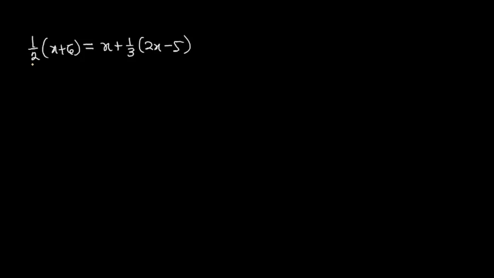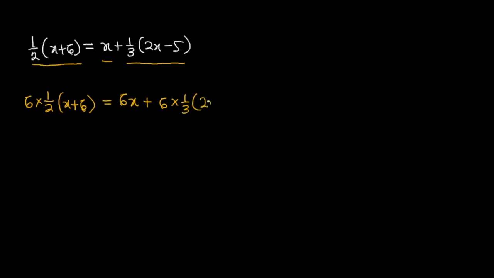We realize that we have, this is the first term, this is the second term, this is the third term. We have 3 different terms, so we use the LCM to multiply through each of the terms. So the LCM of 2 and 3 is 6. So we use 6 to multiply 1 over 2 into bracket x plus 6. Since all of this is one term, it is equal to 6 multiplied by x will give us 6x plus 6 multiplied by 1 over 3 into bracket 2x minus 5.